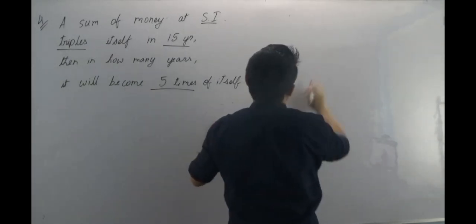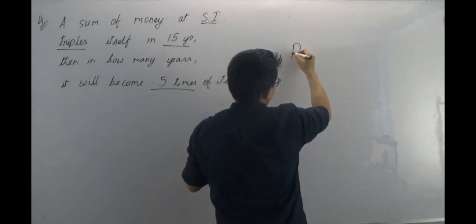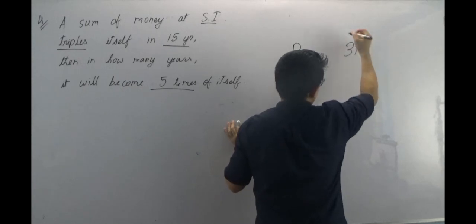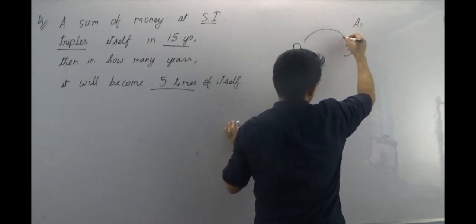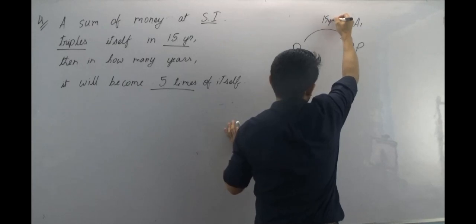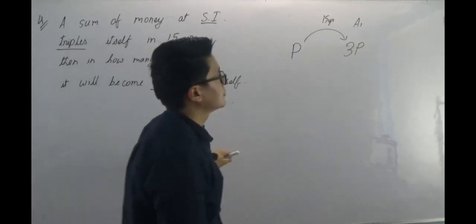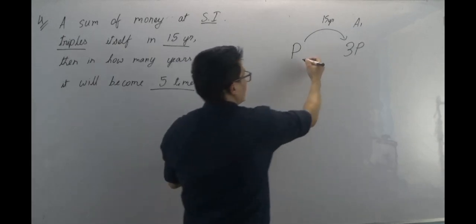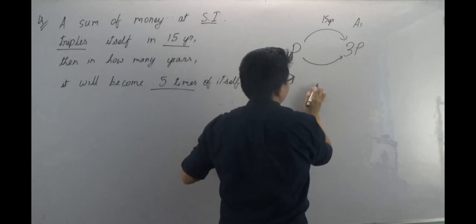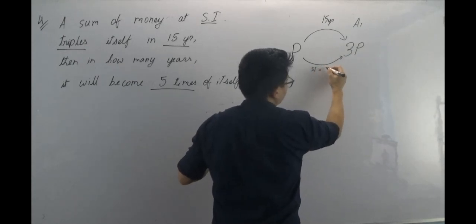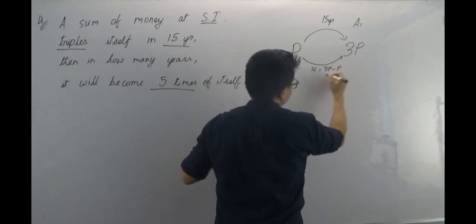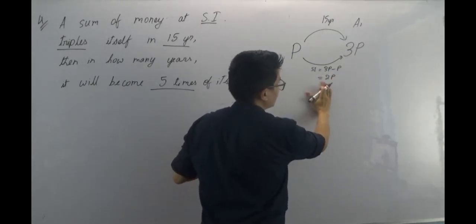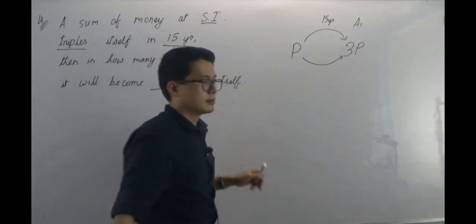Let's say P is the principal amount, and the amount is 3P. This is the first case, and it takes 15 years. Right, now what is the simple interest? 3P minus P, that is 2P.